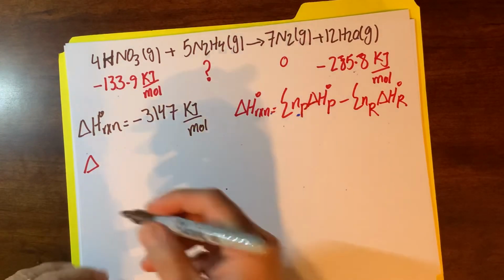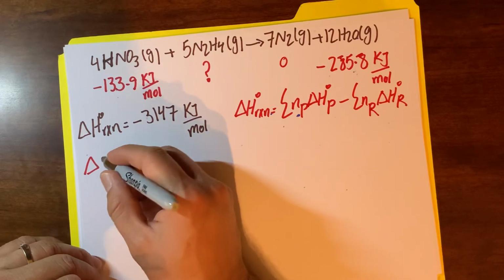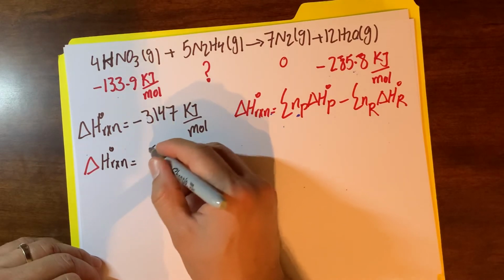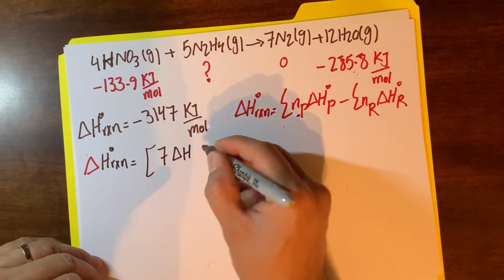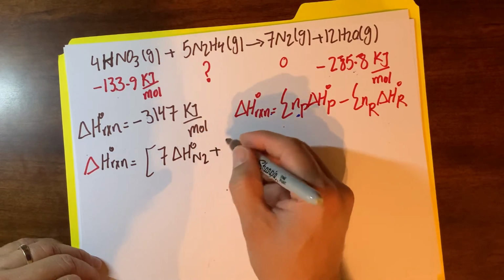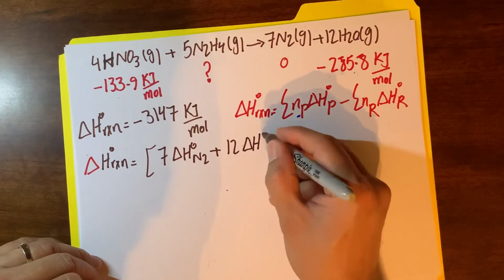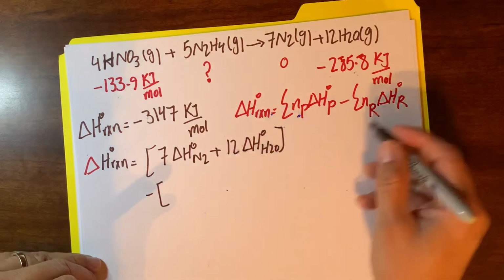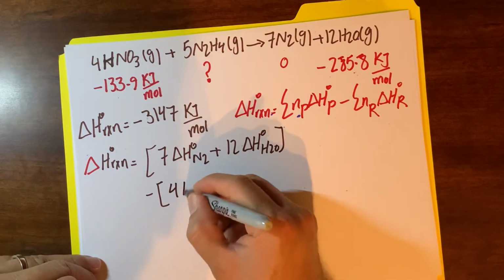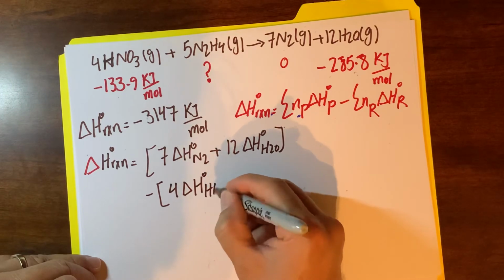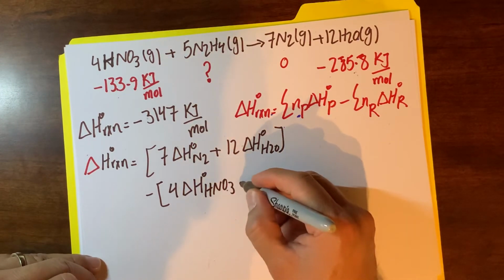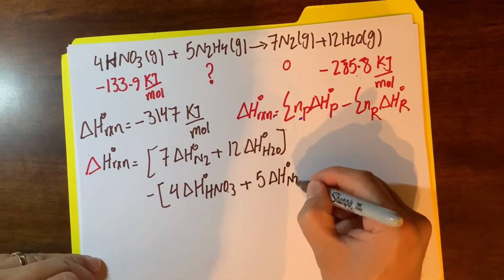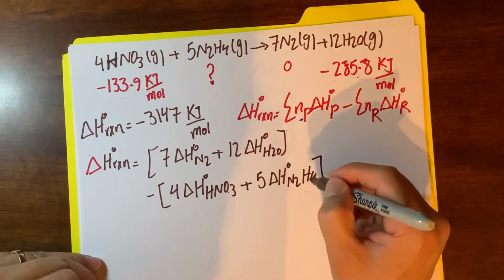So delta H for the reaction is going to be 7 multiplied delta H of N2 plus 12 multiplied delta H of H2O minus reactant, you have 4 multiplied delta H of HNO3 plus 5 multiplied delta H of N2H4. Replace the numbers.